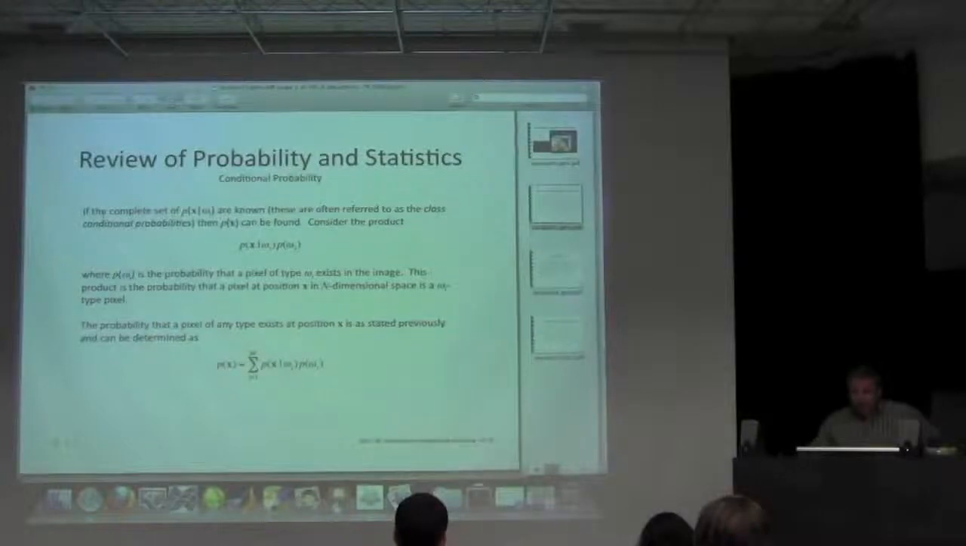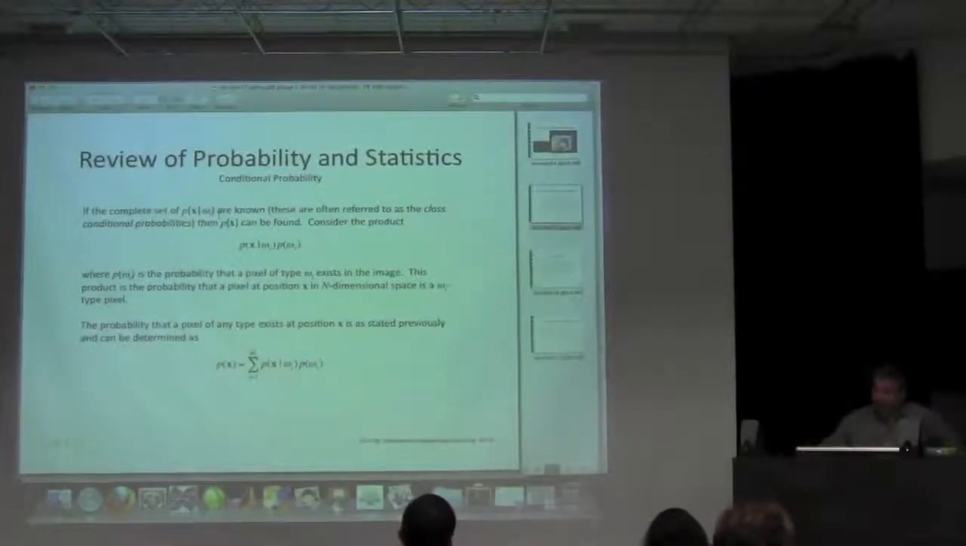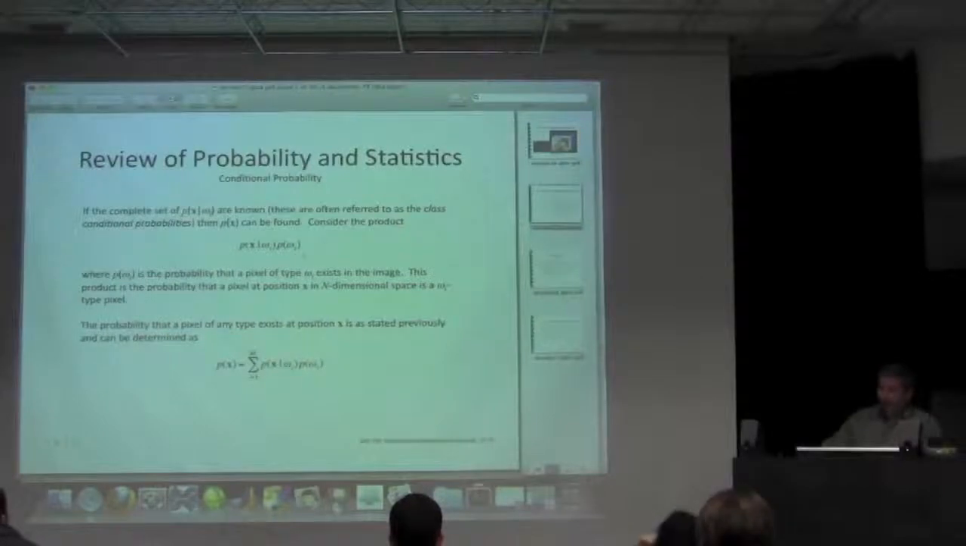All right. So if the complete set of those conditional probabilities are known, these are often called the class conditional probabilities. So the probability that X occurs given that we're looking at a particular class type. Then P of X can be found. So let's go through and find P of X. P of X, remember, was that histogram of all the possible pixels in the scene.